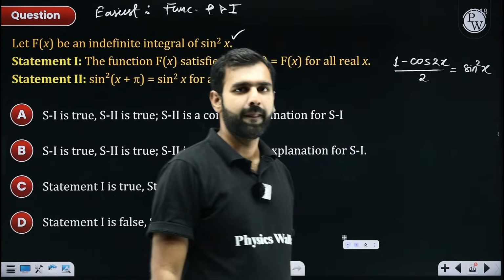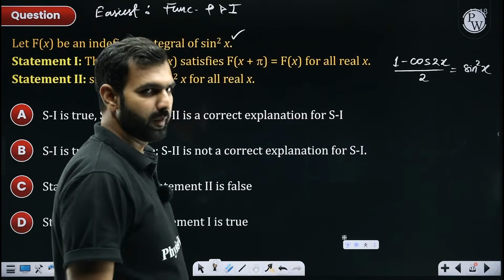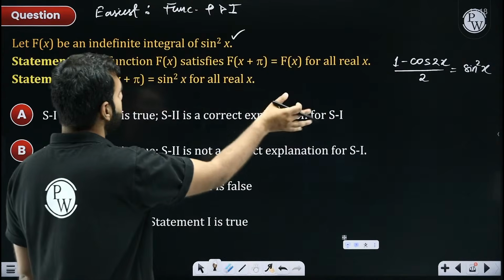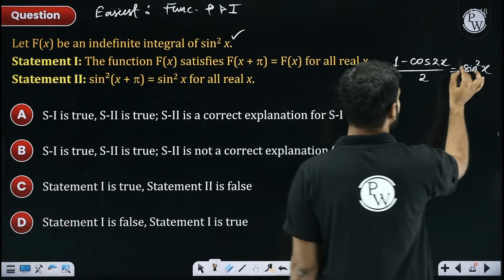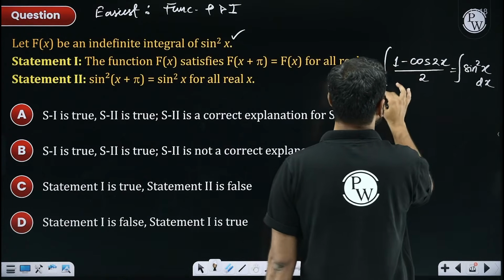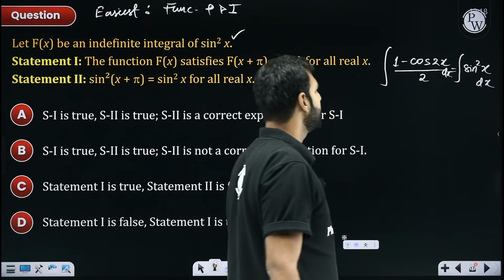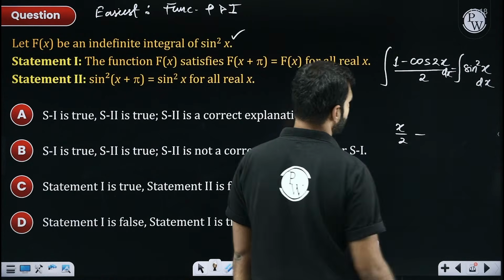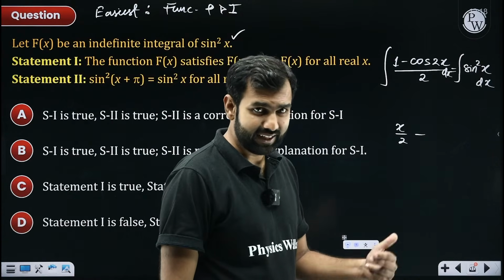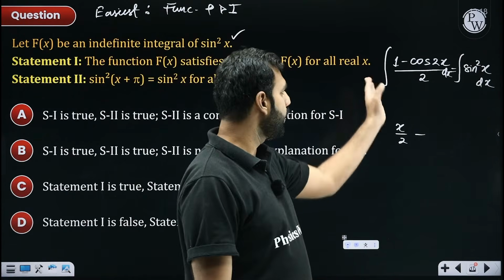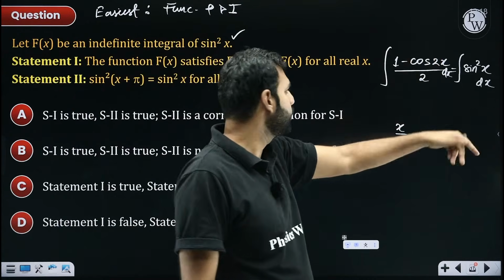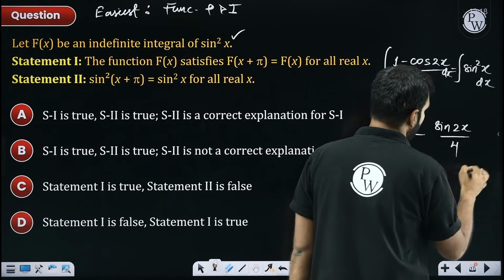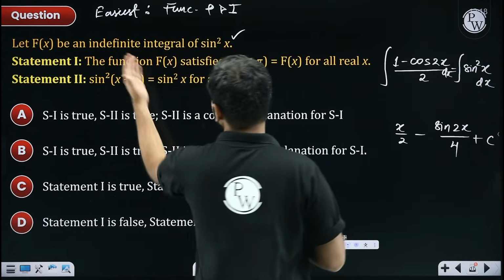Everybody got this? Great, that's good, Utkarsh. Now with this substitution, I have to integrate sine square x, which is (1 minus cos 2x) by 2. When I integrate it, 1 by 2 becomes x by 2. I hope no confusion on that. The integration of cos x is sine x, so cos 2x gives sine 2x by 2, but the 2 is already there. So it should be sine 2x by 4 plus the constant of integration, because it is an indefinite integral.